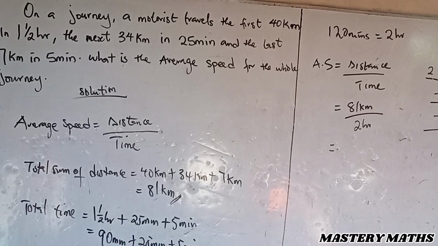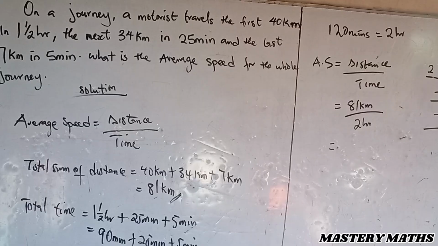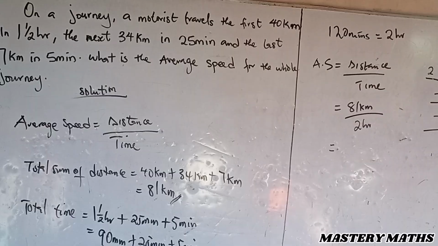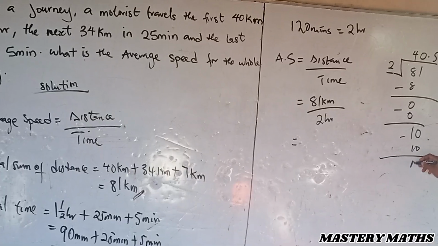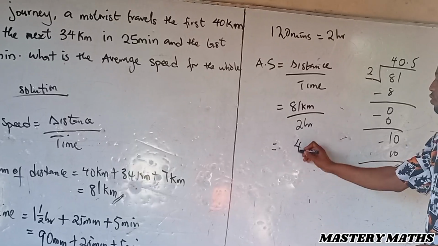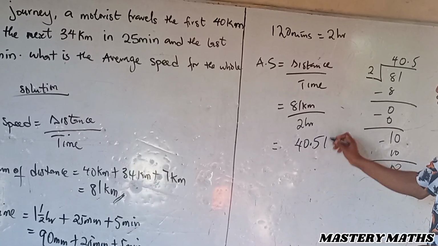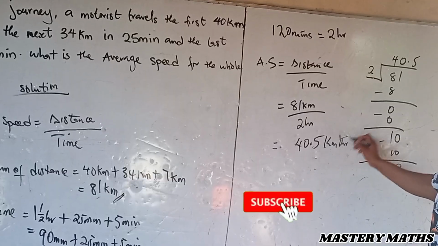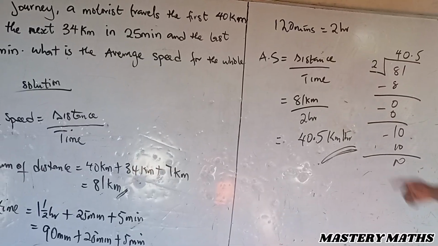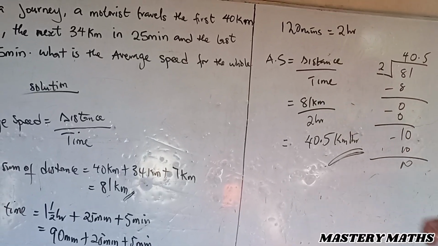So we bring down our 1. 2 into 1 cannot go. What do we do? Add our decimal and put 0 here. So 2 into 10 is 5. 5 times 2 is 10, and we get 0. So that means 81 divided by 2 gives us 40.5 kilometers per hour. So 40.5 kilometers per hour is the average speed for the whole journey.